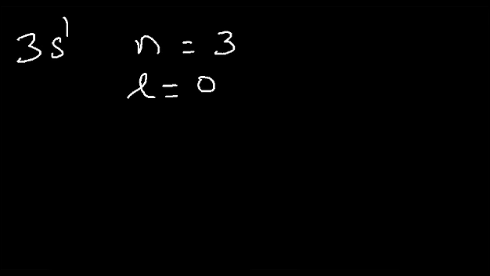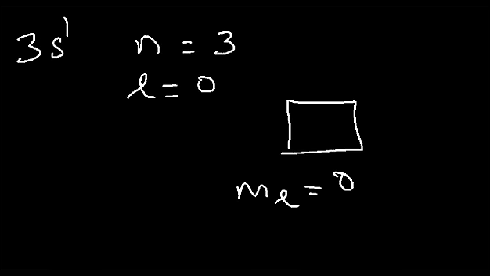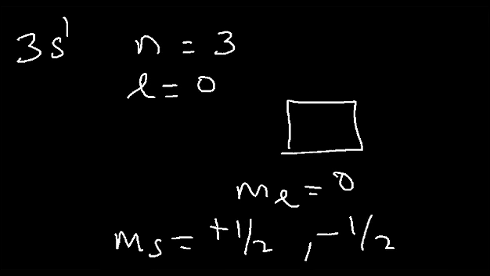Now let's try this one. What about the 3s1 electron? We can see that N is 3. For S, L is 0. And S only has 1 orbital. So ML is 0. Now, there's only 1 orbital, and that 1 electron can be an up arrow, or it can be a down arrow if you want to be technical. It can be either. So the electron spin could be +1/2 or -1/2. So the answer could be 3, 0, 0, +1/2 or 3, 0, 0, -1/2.